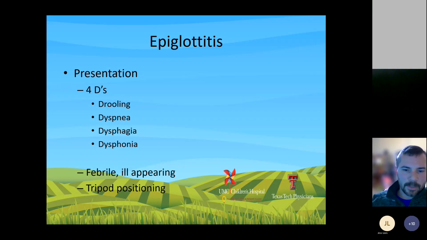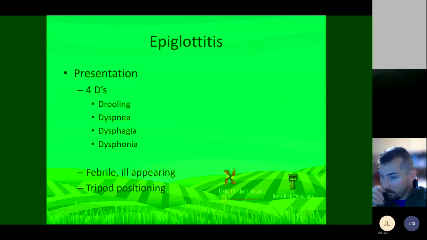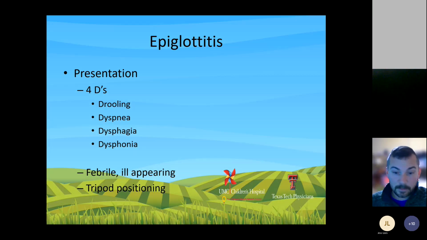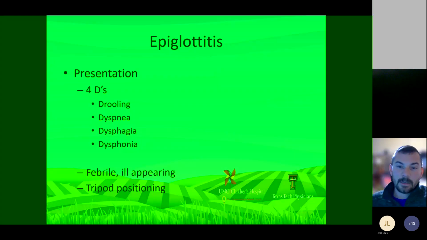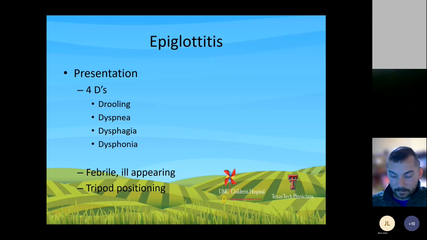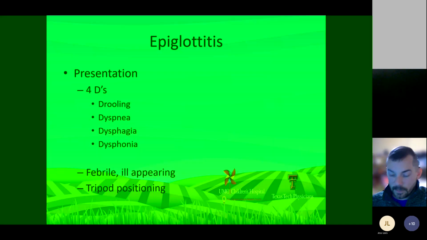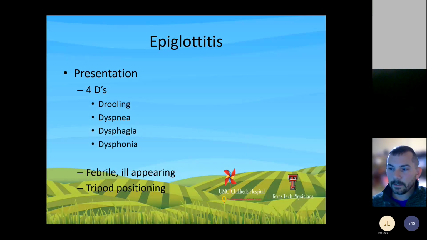So talking about the presentation, we think about the 4Ds. So a child that's drooling, they're having a hard time breathing. They have dysphagia, difficulty talking, and dysphonia. And so these children may be in a tripod position. They typically have a high fever, and they're ill appearing. So to help differentiate from croup a little bit more, you typically don't have that barky cough. These kids are very sick. And so the treatment, however, is where it gets a little difficult.